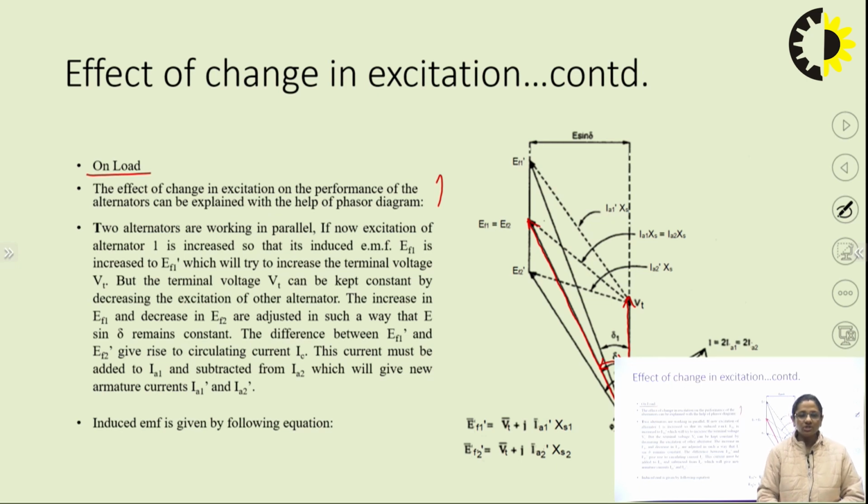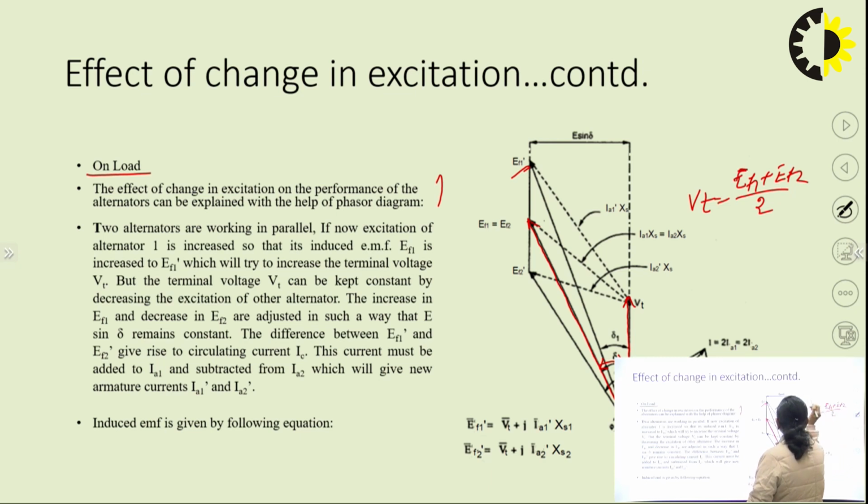If now the excitation of alternator 1 is increased so that its induced EMF EF1 is increased to a value of EF1 dash as shown here. I'll explain the phasor diagram just after this. Now, this will try to increase the terminal voltage Vt as there is an increment in the excitation EMF of the alternator. Actually, what is the terminal voltage? It is (EF1 plus EF2) divided by 2, right?